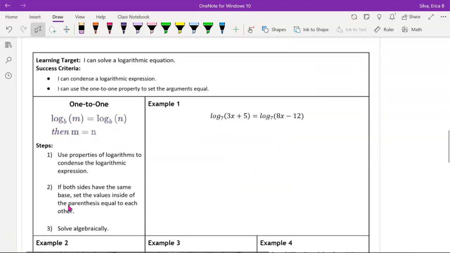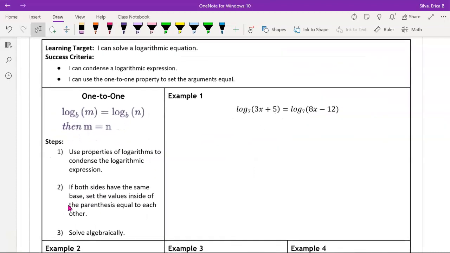Okay, so for part 3, we're going to be solving log equations, but this time we're going to have to condense the log expression, and then we're going to use the one-to-one property to set the arguments equal. So remember how we solved exponential equations. They had to have the same base, so we can put the exponents equal to each other. We have the same idea here. As long as the logs have the same base, then we can make the arguments, which is whatever's in the parentheses, equal to each other.